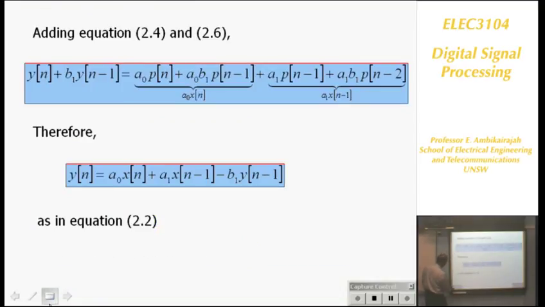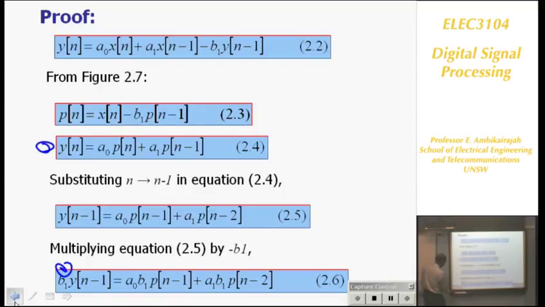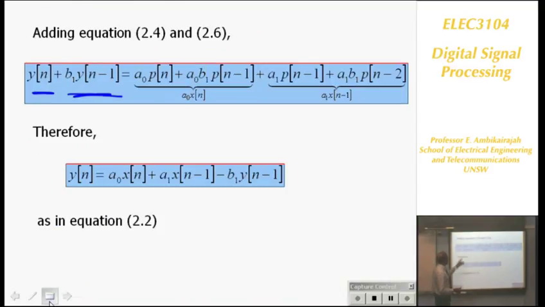Adding equation 2.4 and 2.6. So you take this equation and add them, as in 2.4 again. What would you get? When you add this, you get yn plus b1 yn minus 1, which we wanted. Then you add this, you get this one and that one.